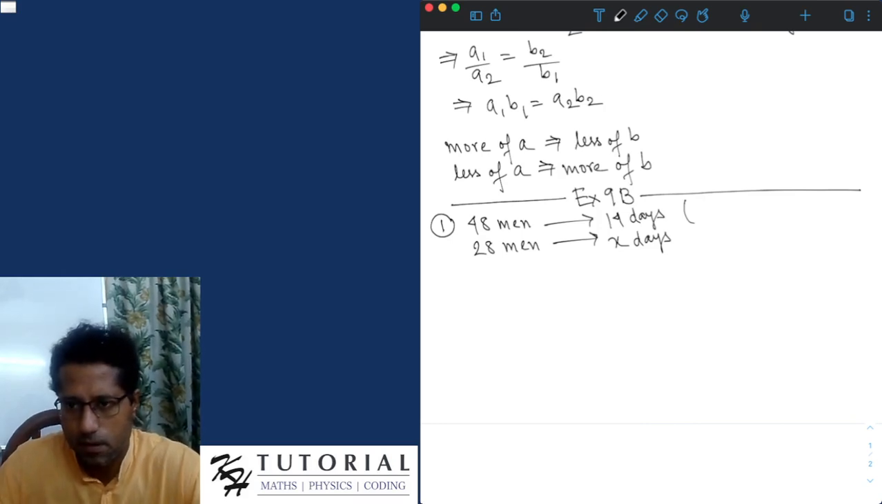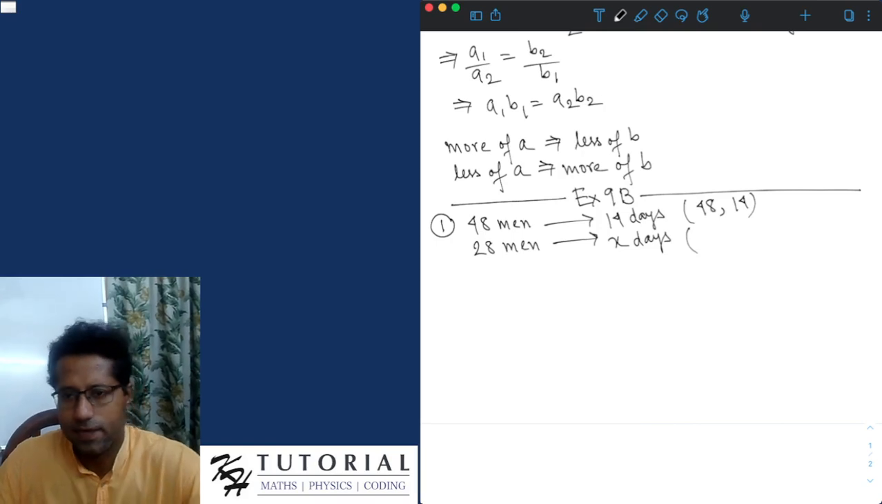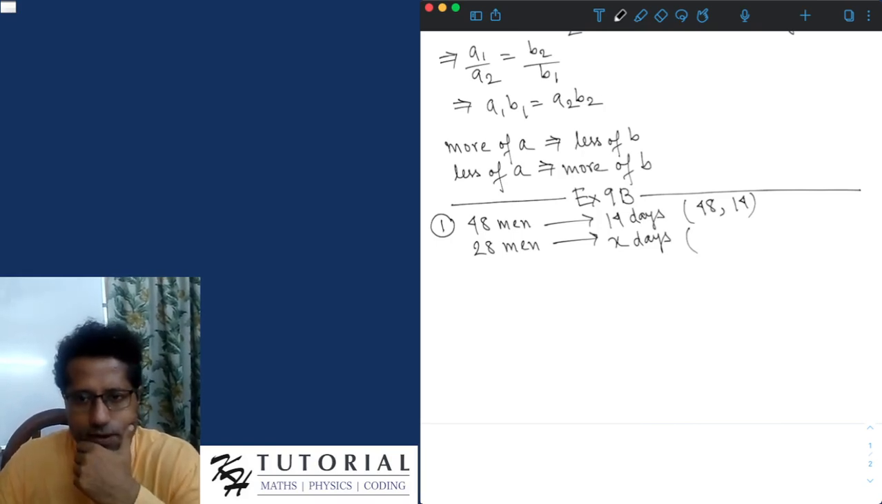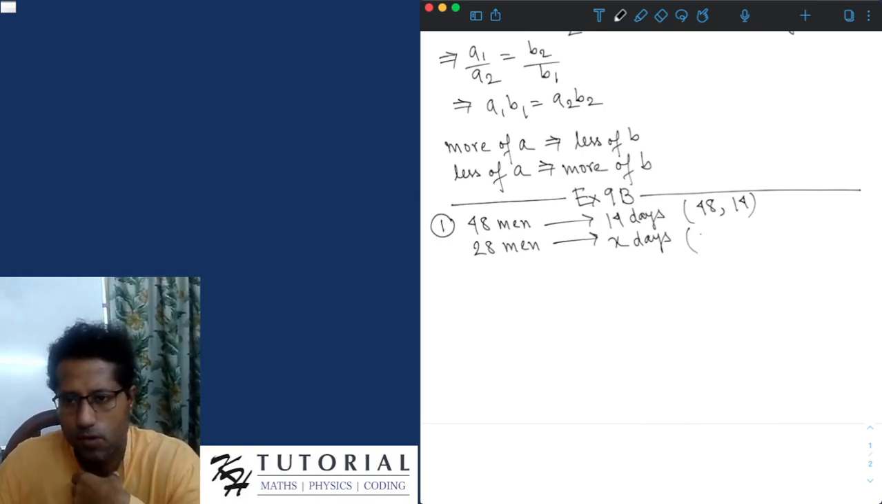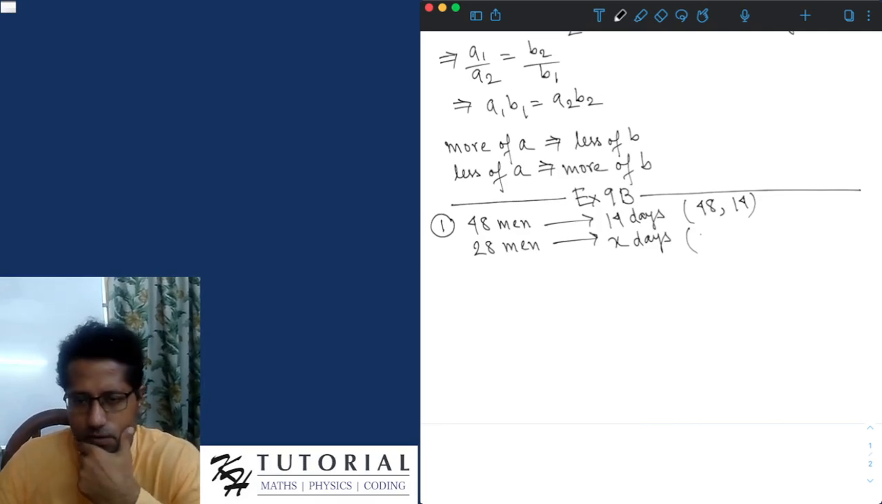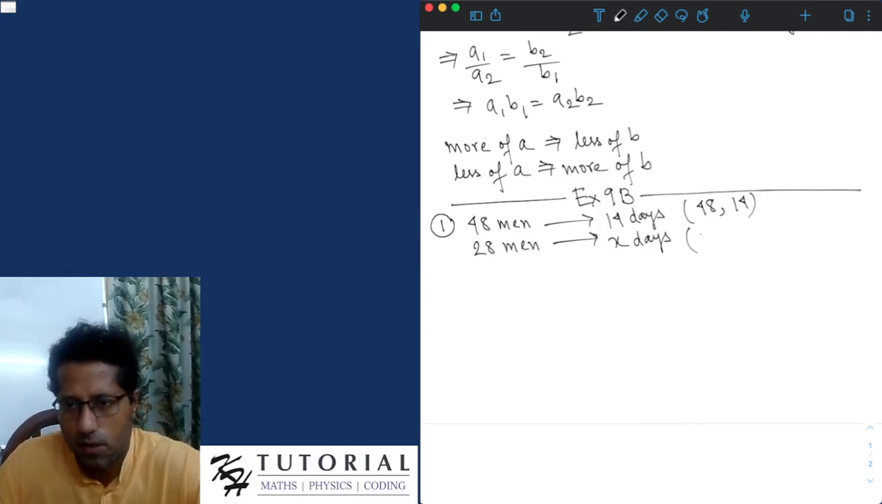You get 48 and 14, and for the second case you have the values of the quantity A and B, where A is the number of men, and B is the number of days required to dig the trench. So in the second case, we have the values 28, x.